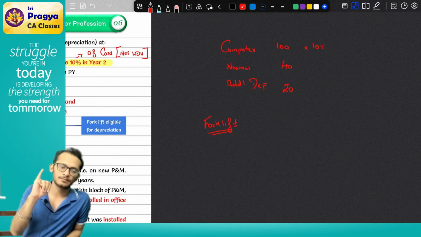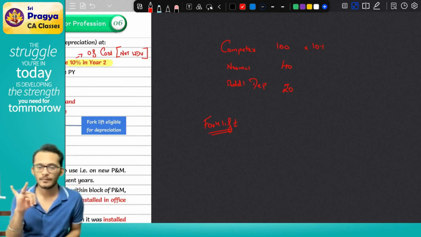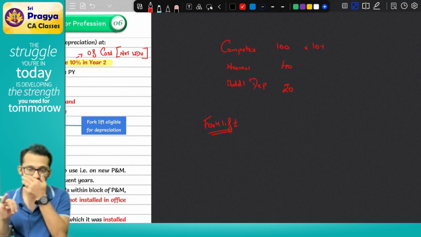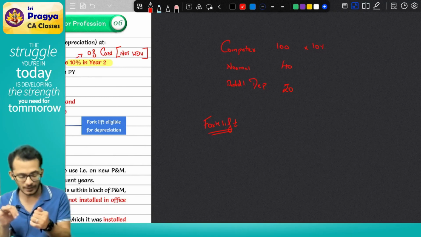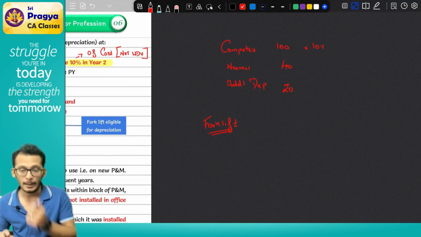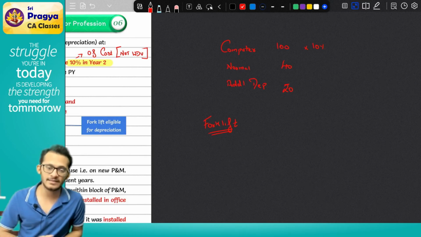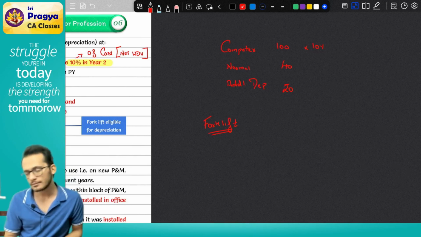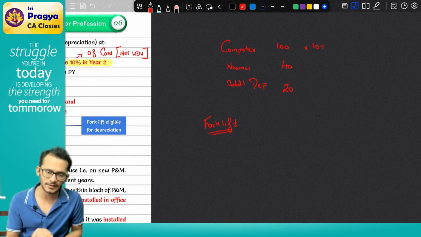I told you 4 items. Item number 1, second-hand machinery. Item number 2, any machinery used in office premises. Item number 3, any kind of motor vehicles except for forklift. Item number 4, very good, plant and machinery on which 100% deduction is claimed.